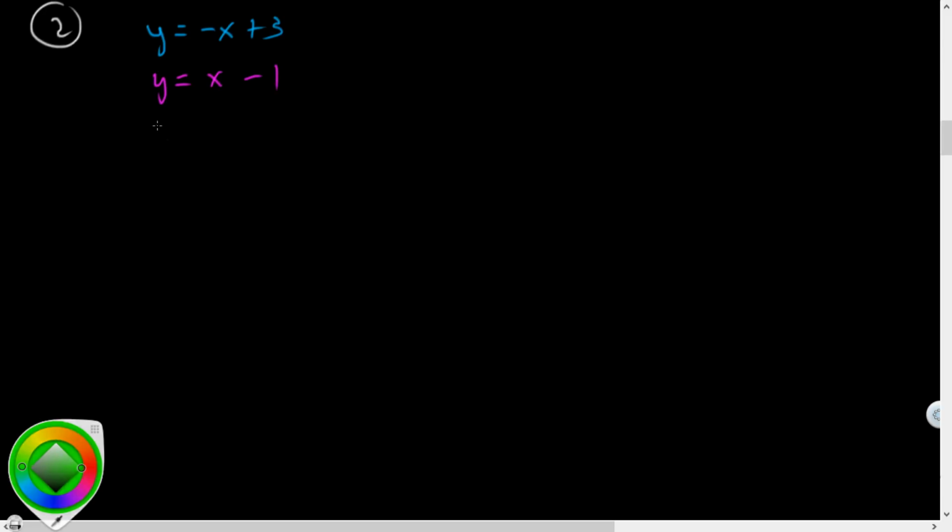Step one of substitution is to solve one of the equations for one of its variables, which, notice, is already solved for y. So that step was easy. And then the next step is to substitute. If this is equal to y, I can now plug it into the other equation's y.